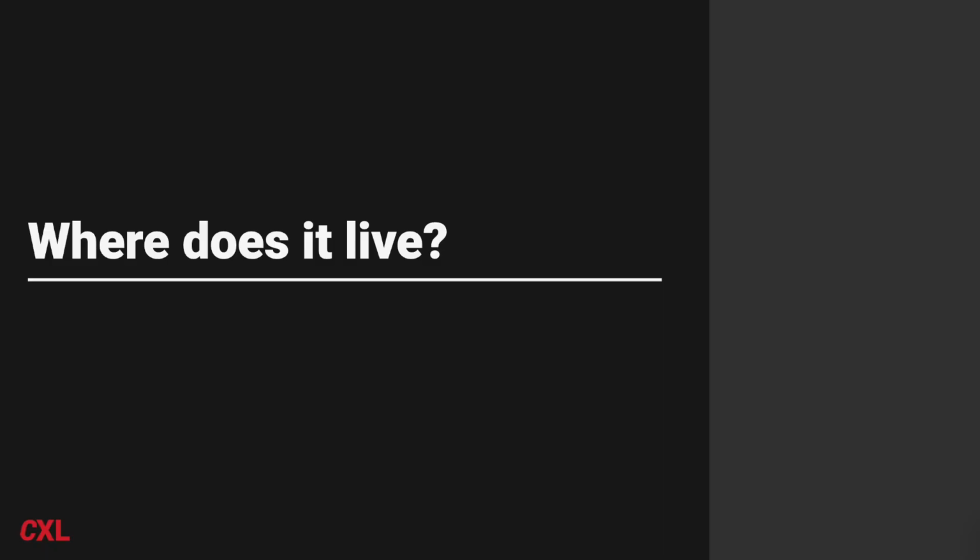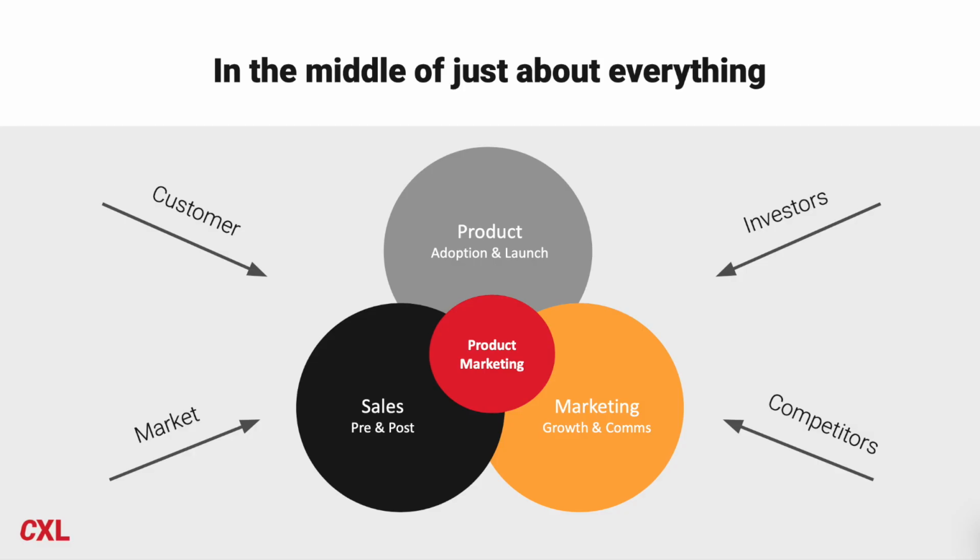So we talked about product marketing's definition. We talked about how it touches a lot of different areas of the business. Let's get a little more specific into that, and let's talk about where product marketing can and should live. Product marketing sits at the intersection of a lot of different things, but the most important ones you can see here. So product marketing lies at the intersection of sales, marketing, and product.